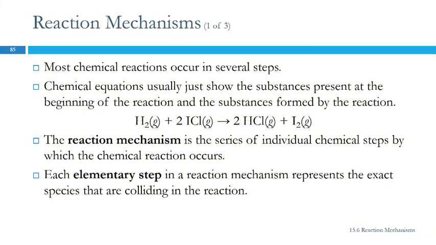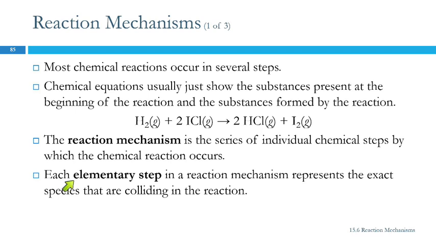So the video actually gave us a preview of some of the things we're going to talk about now. Most chemical reactions occur in several steps. When we look at the chemical equation, we just see what's present at the beginning and what's present at the end. We don't see what might have been formed and destroyed in the middle. When we talk about a reaction mechanism, we're going to look at the individual steps that occur in a chemical reaction.